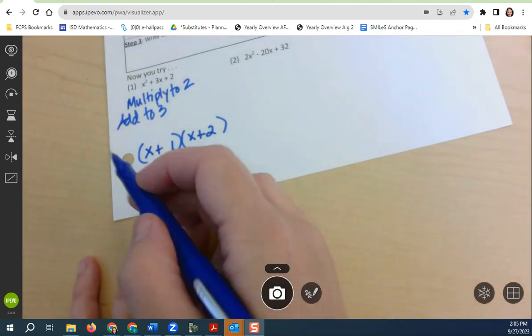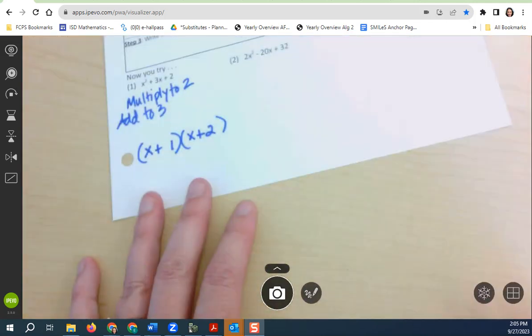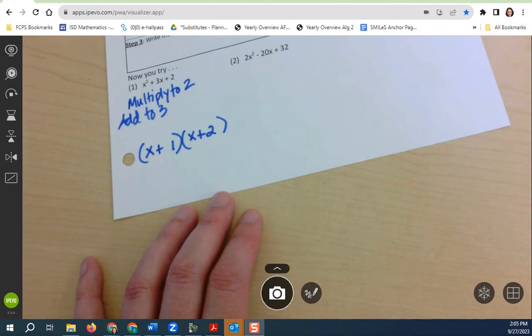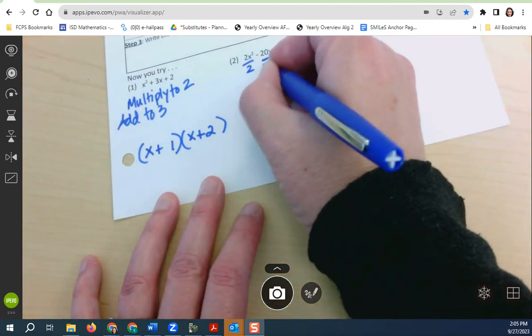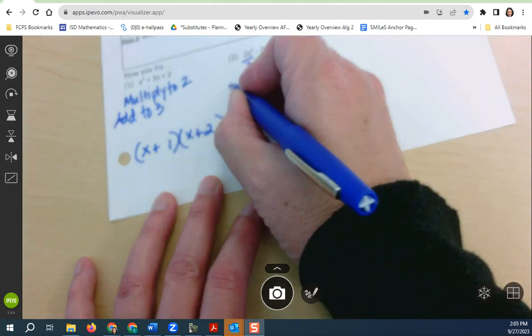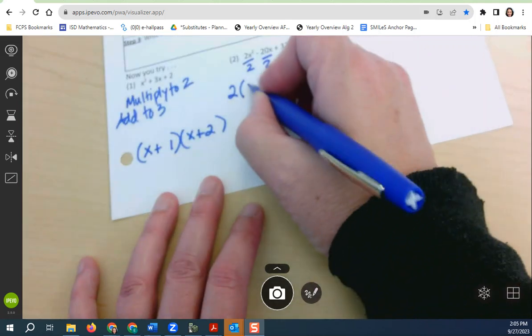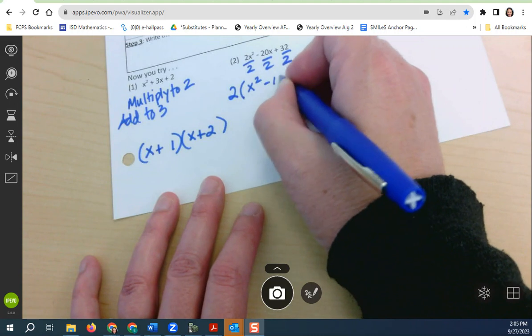So that's very good. All right, next one had a common factor. What common factor did we have to take out? 2. Good. Now that 2, after you take it out, leave it on the outside so we don't forget about it. It's still there.